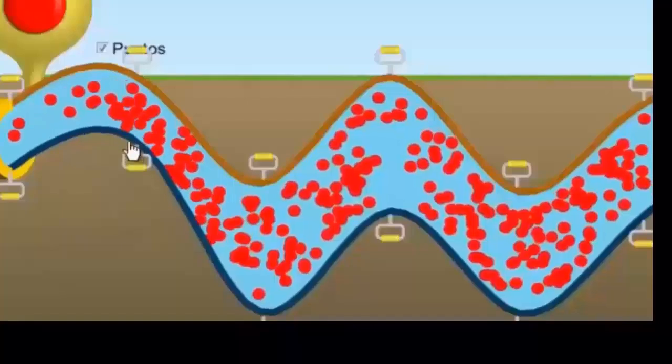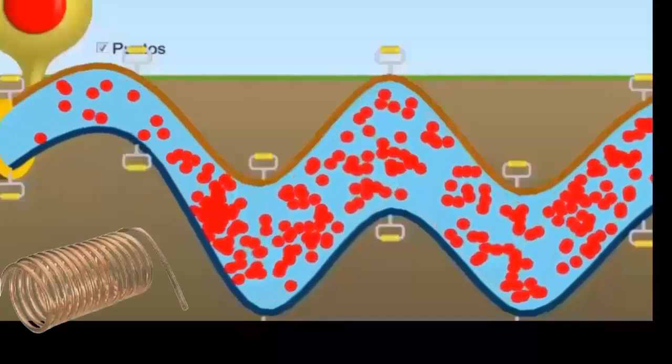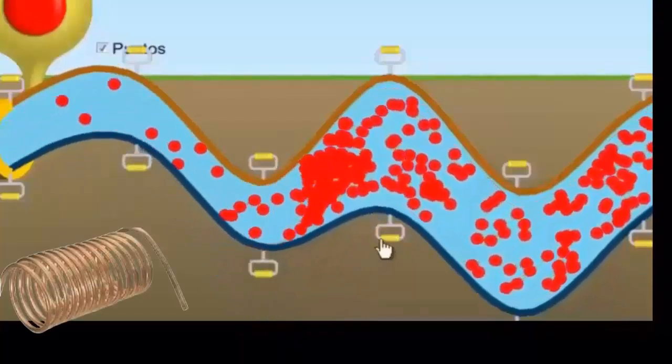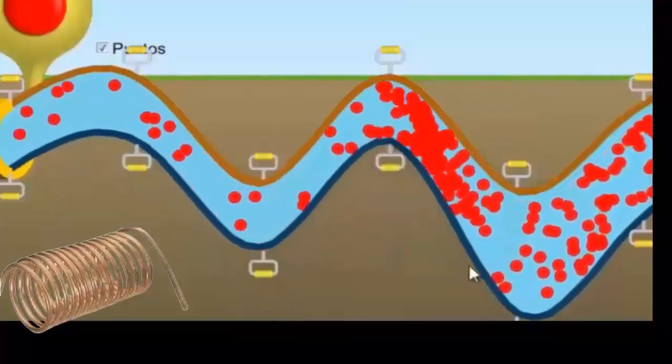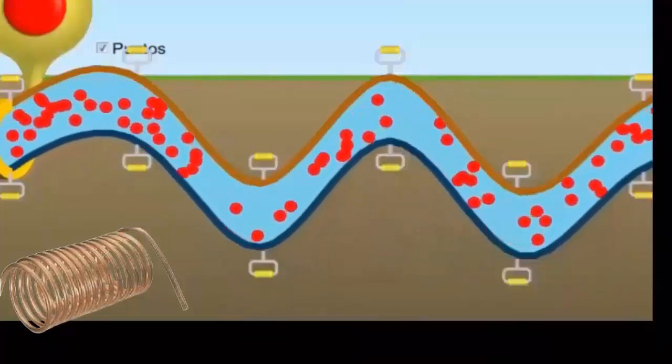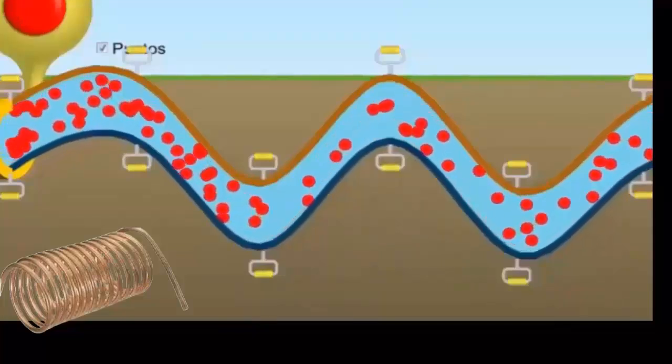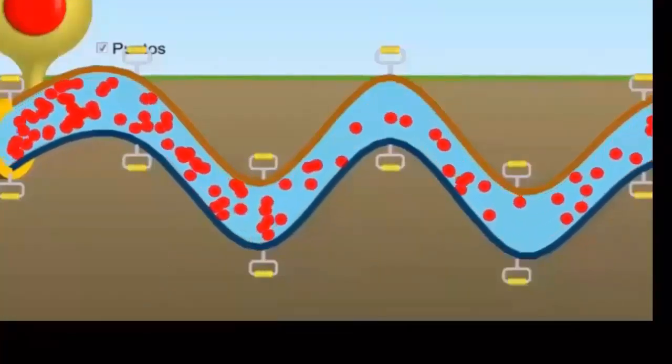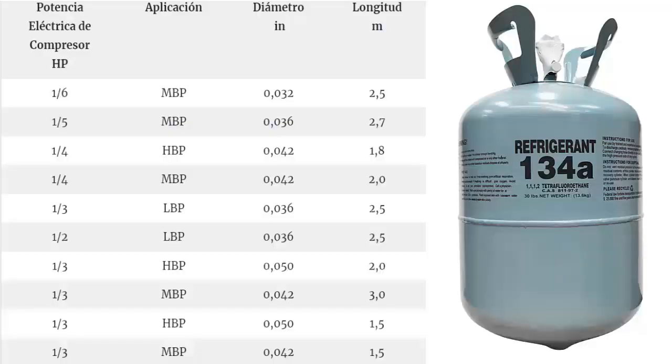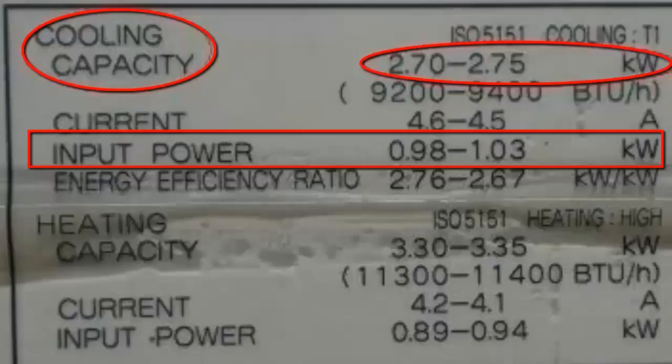The essential variables for selecting a capillary tube are: A. The evaporator temperature. B. The cooling capacity of the compressor. C. The condensation temperature. Difference between electrical power and cooling capacity. A. Electrical power, in HP, relates to the compressor motor and should not be confused with the cooling power or capacity, as the latter relates to the refrigerant gas flow managed by the compressor.